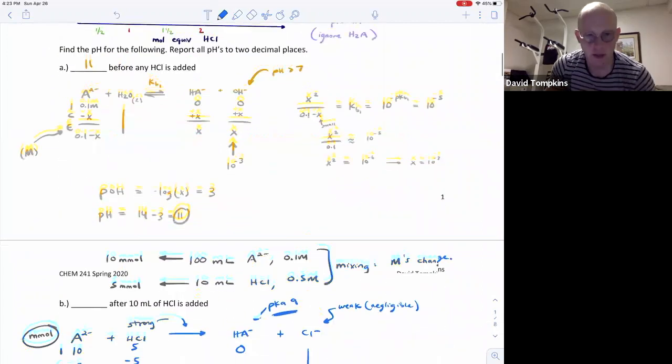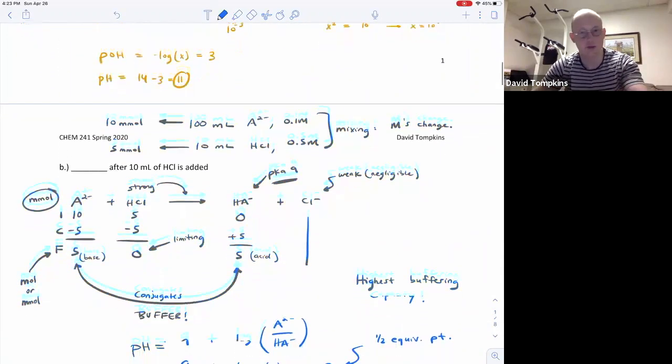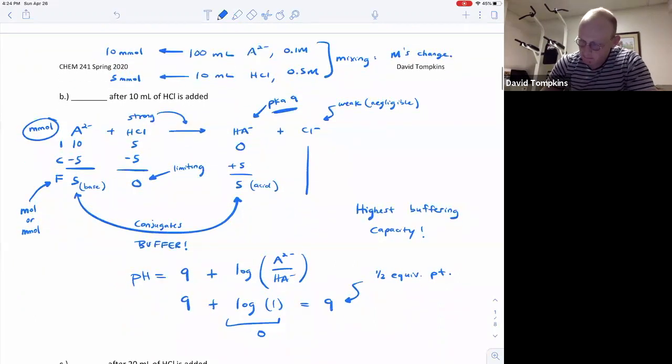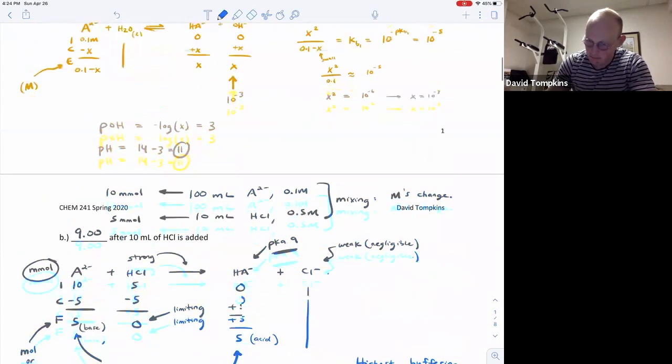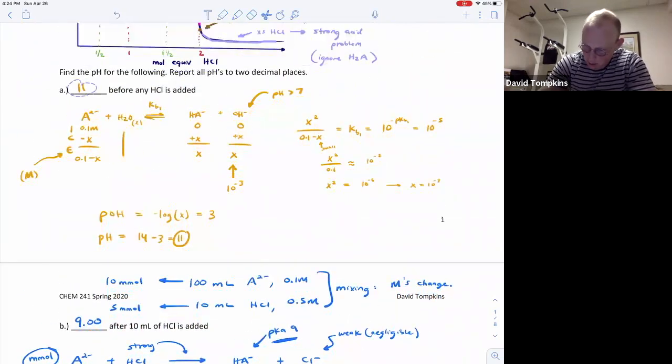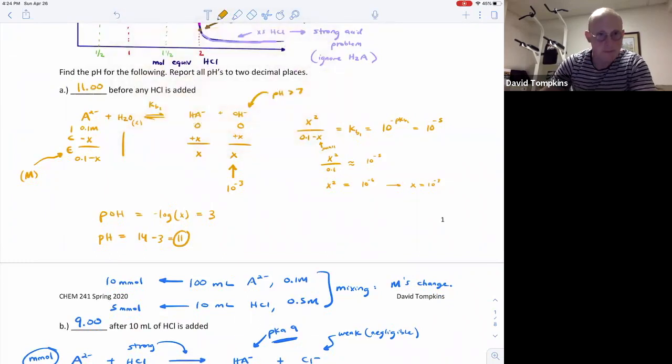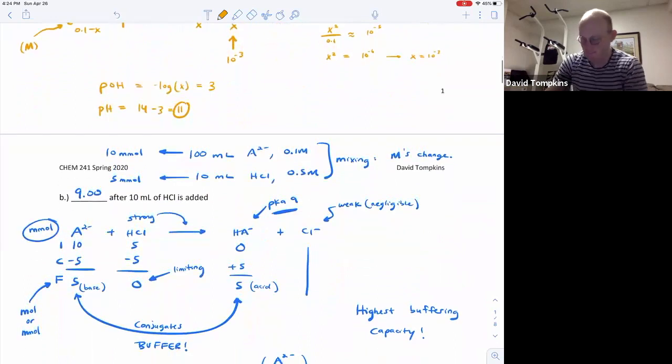So that's a buffer problem. Now that's the perfect half equivalence point, but you can use the buffer anywhere in that blue region, right? And on the exam, if it's free response, which I guess it's not, but if it were, you would want to report to 2 decimal places for these. So 9.00 and 11.00.